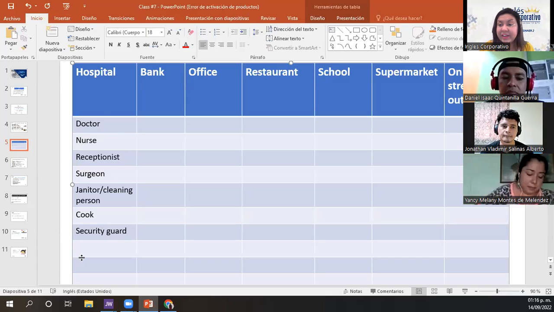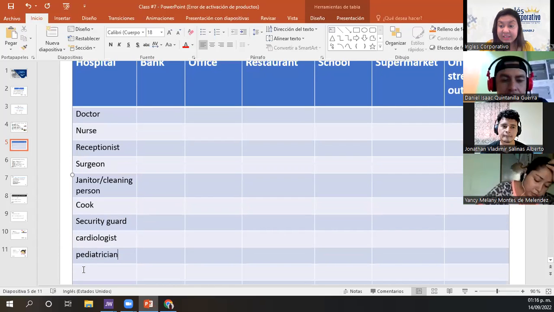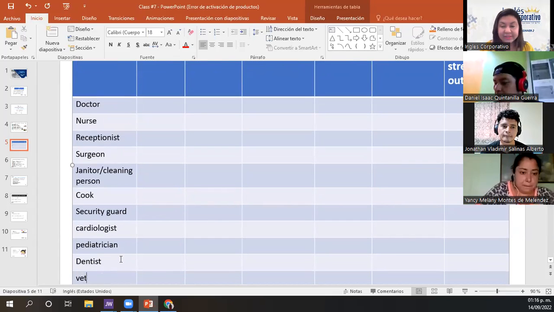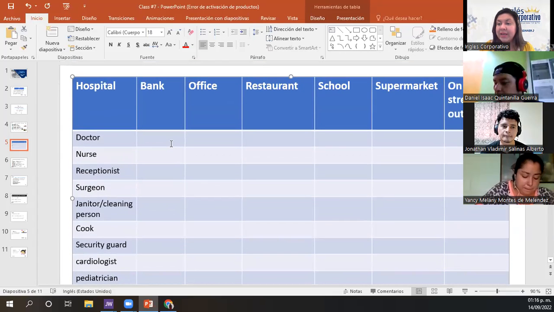Okay, and there are different doctors. For example, we can have cardiologists, pediatrician, dentist, and others. And a vet also, right? For the animals, a veterinarian. Okay, in the bank, people that work in the bank.